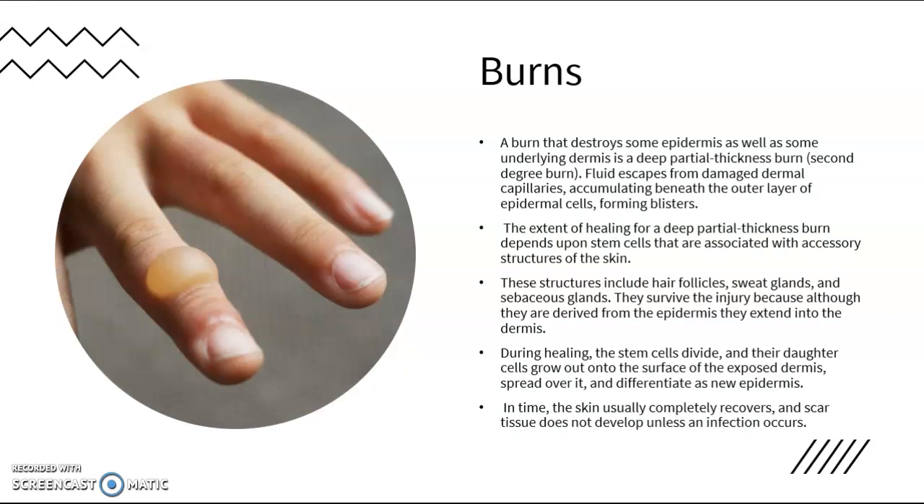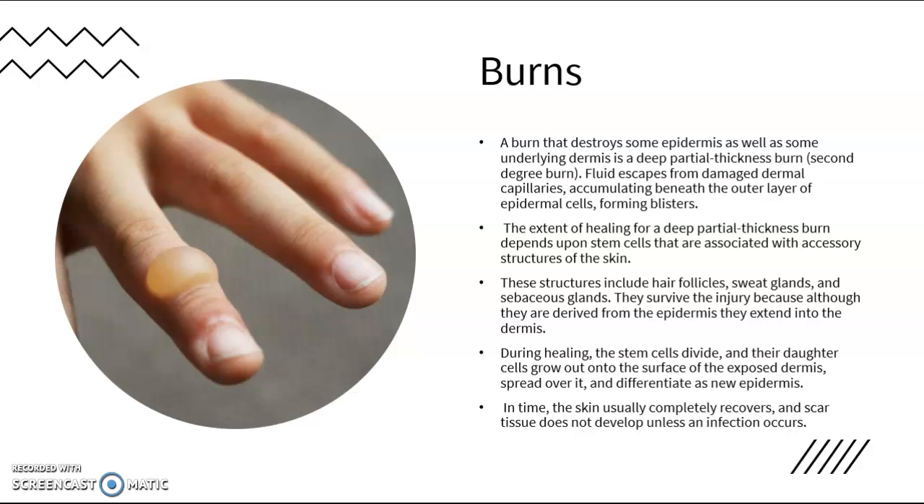Continuing with burns, a burn that destroys some epidermis as well as underlying dermis is a deep partial thickness burn, or second-degree burn. Fluid escapes from damaged dermal capillaries, accumulating beneath the outer layer of epidermal cells, forming blisters. The extent of healing for a deep partial thickness burn depends upon stem cells that are associated with accessory structures of the skin. These structures include hair follicles, sweat glands, and sebaceous glands. They survive the injury because although they are derived from the epidermis, they extend into the dermis.